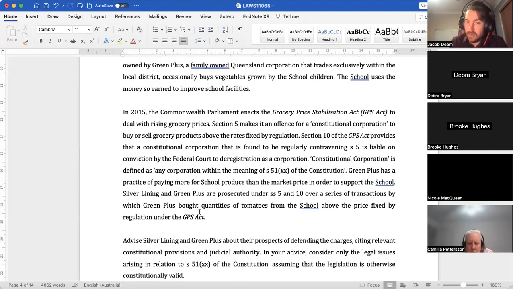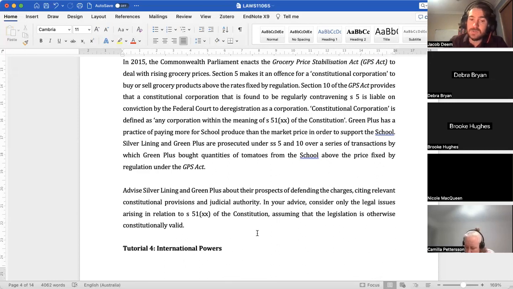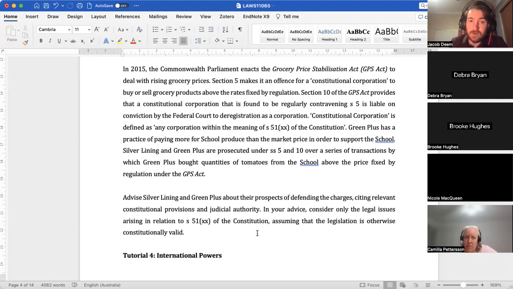The Commonwealth Parliament enacts the Grocery Price Stabilisation Act to deal with rising grocery prices, still relevant. Section 5 makes it an offence for a constitutional corporation to buy or sell grocery products above the rates fixed by regulation. And then Section 10 provides that the constitutional corporation that's found to be regularly contravening Section 5 is liable to be deregistered as a corporation. Green Plus has a practice of paying more for school produce than market price because they want to help out the school. Silver Lining and Green Plus are prosecuted under Section 5 and 10 for a series of transactions where they bought quantities of tomatoes above the price fixed by the regulations. So Silver Lining and Green Plus have come to us for some advice.